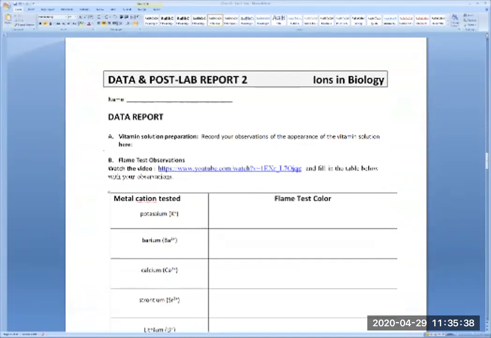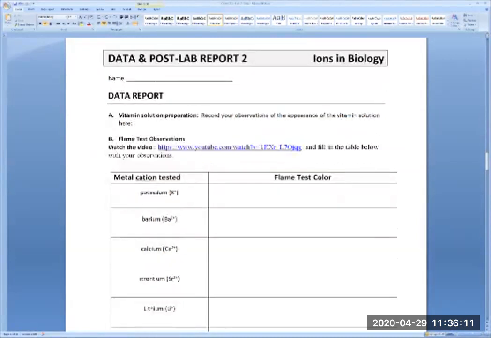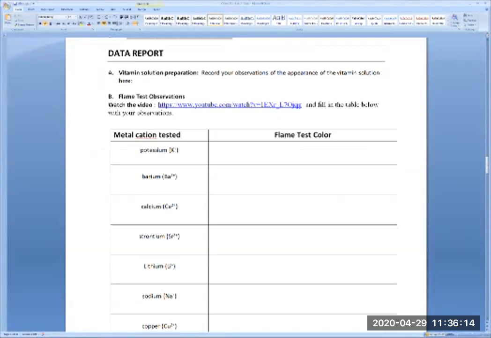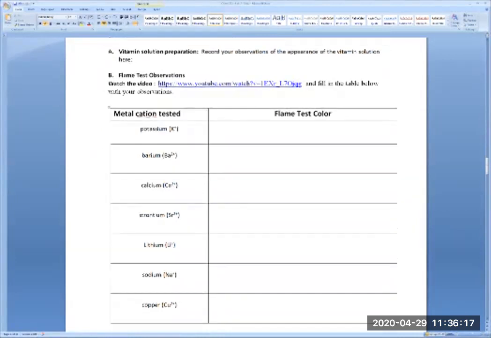Here, put your name, and the vitamin solution preparation. You will see that on the video where I prepared the solution, I tell you more than, I think in the video it's not very clear how the solution looks, but hopefully using my words you can write your observations of the appearance of the vitamin solution here, in that line, okay? Then you will fill the tables, and for this you need to watch the video as you have your table ready.